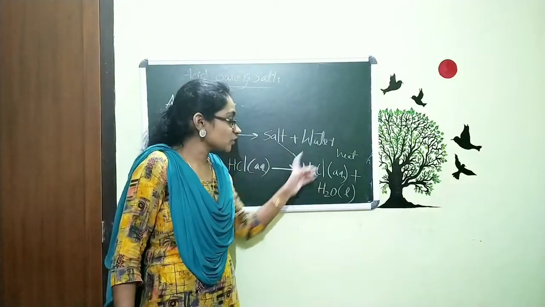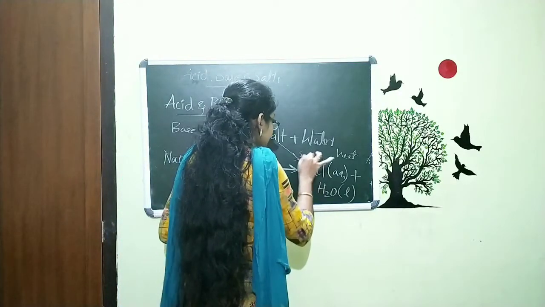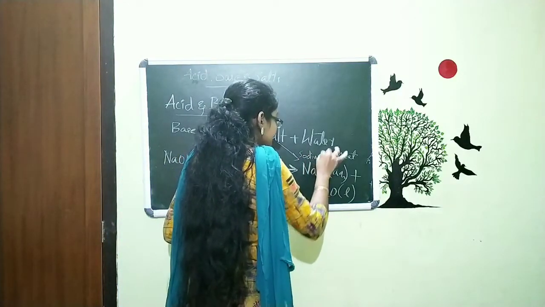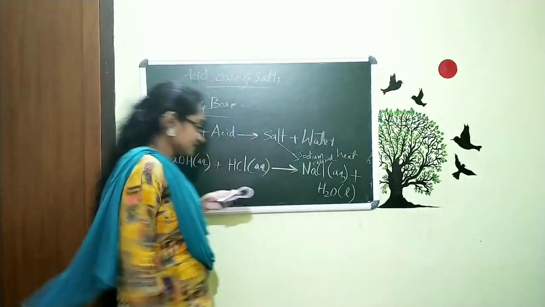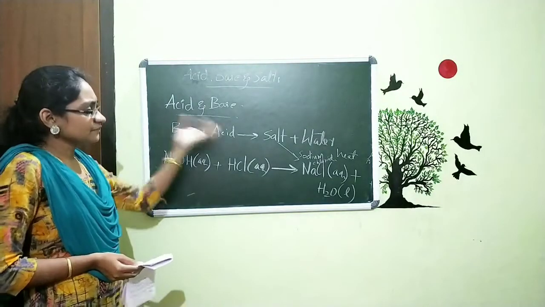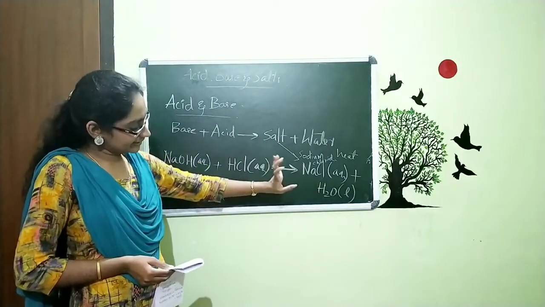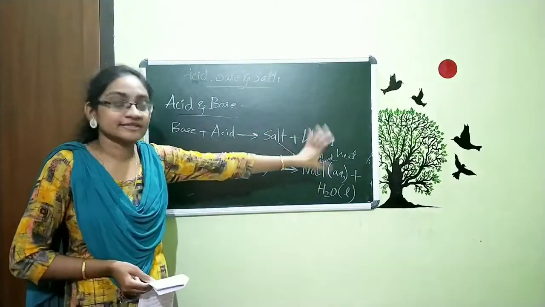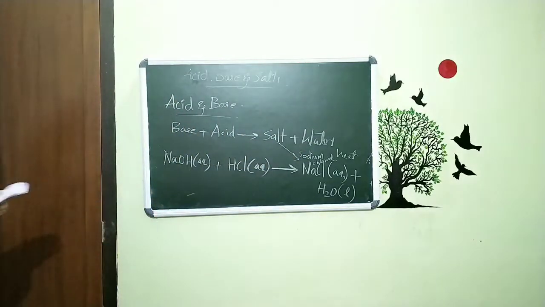NaCl is a type of salt. What is the name of that salt? Sodium chloride plus water. This is about the reaction of the acid and base. With every type of acid and base, the salt will be different, but we will get salt and water. This is all about the reaction of acid and base. I think it's clear for you.